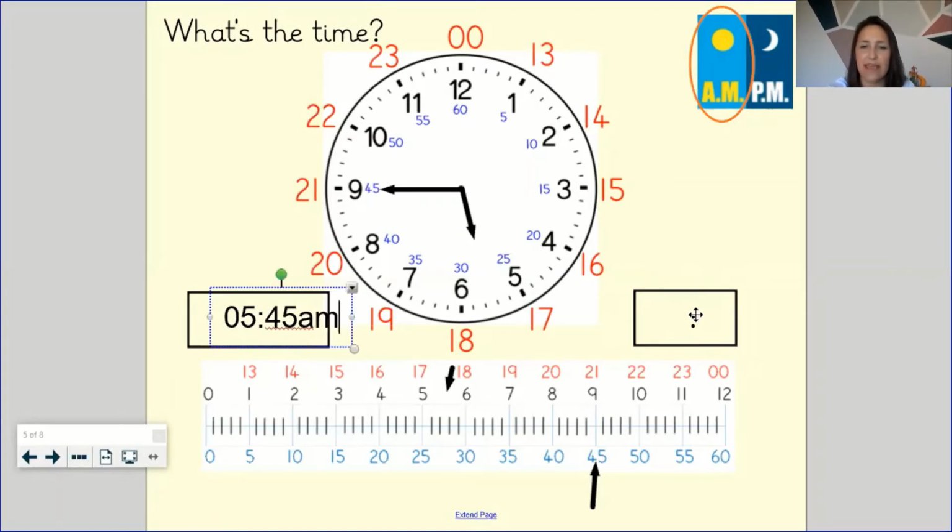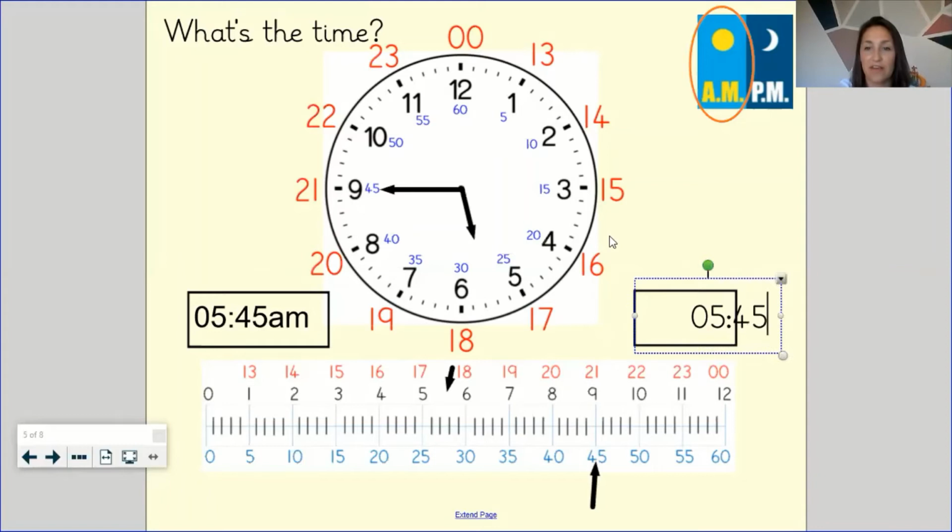So I'm going to write AM there. So how would we write that in digital 24-hour time? We would still write 05:45. We wouldn't need to write AM or PM because it's a digital 24-hour clock. So we don't need to write the AM or the PM. So 5:45.